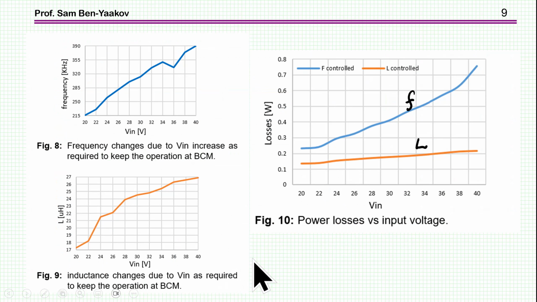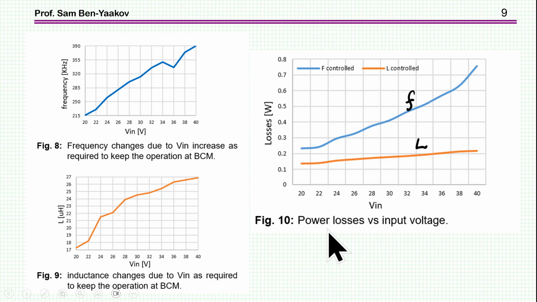And then we have run simulation in which we've changed the frequency or the inductance. Now, for the frequency, over the 20 to 40 volt range of input voltage for the 1.1 amp output and 12 volt output, we need to change the frequency between, say, 200 to about 400 kilohertz. If we change the inductance, then we have to change the inductance between 17 to 27 microhenry. This will be in the range to maintain BCM over this 20 to 40 volt input voltage.